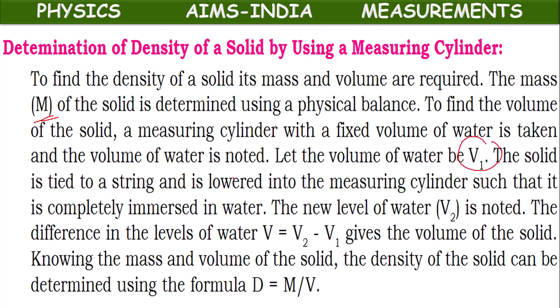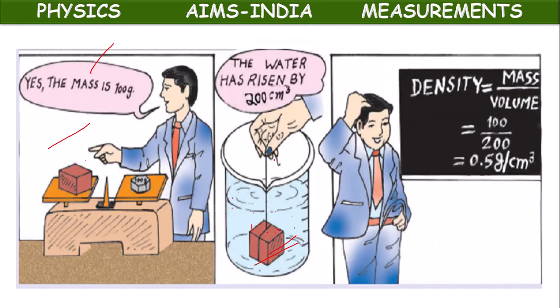Now the solid is tied to a string and is lowered into the measuring cylinder such that it is completely immersed in water. So here, with the help of a thread, we are suspending a stone into the fluid we have taken such that it will be immersed completely. Because of this block, the water level will rise.